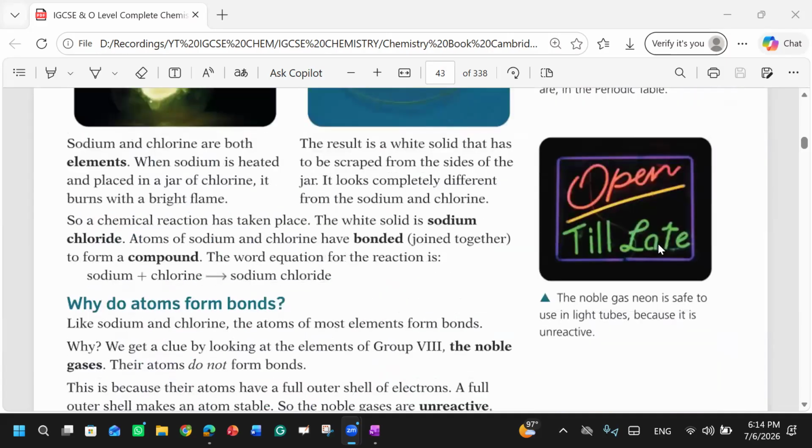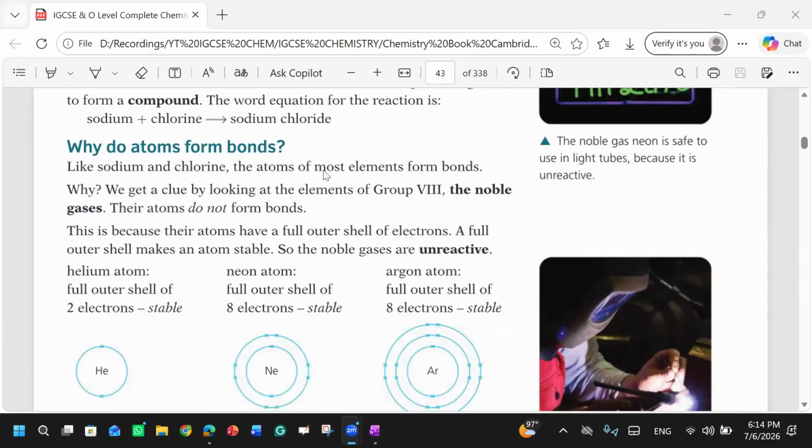Next, they have mentioned why atoms form bonds. Basically, I told you that atoms in different groups are not stabilized. And for stability, what is the rule given by scientists? That is the duplet, that is the octet rule. Every species wants to complete its octet. For that purpose, they need to share electrons, or lose electrons, or gain electrons. So that's why the atoms form bonds.